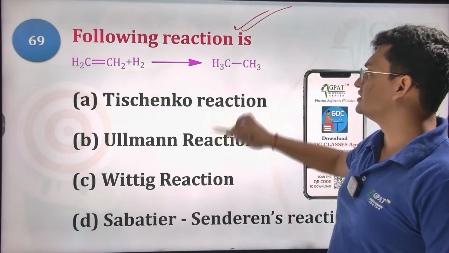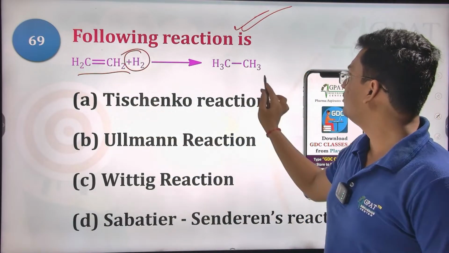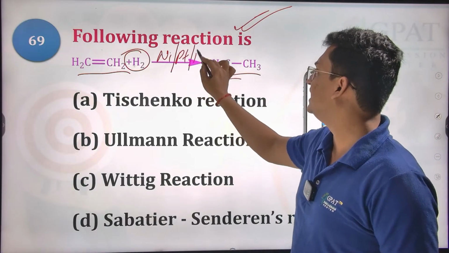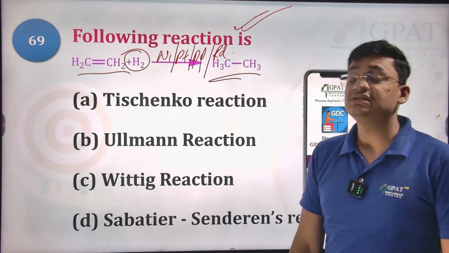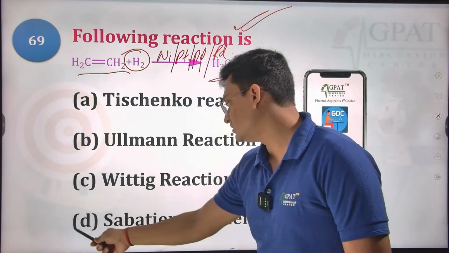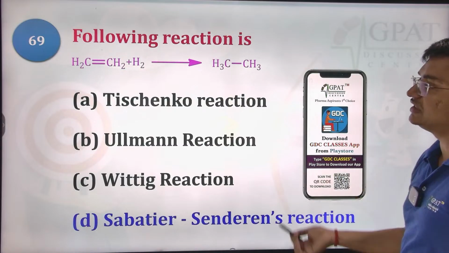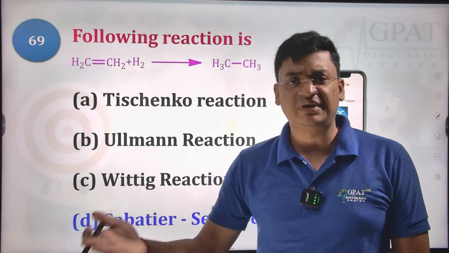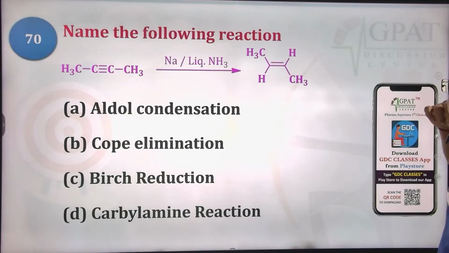In the following reaction, we are having an alkene that gets hydrogenated to give an alkane. This is only possible with nickel, platinum, palladium, rhodium, these kinds of catalytic metals. So this is all about the Sabatier-Senderens reaction, where the hydrogenation takes place on the pi bonded systems of carbon in the presence of nickel, platinum, palladium. So yes, D is the right answer.